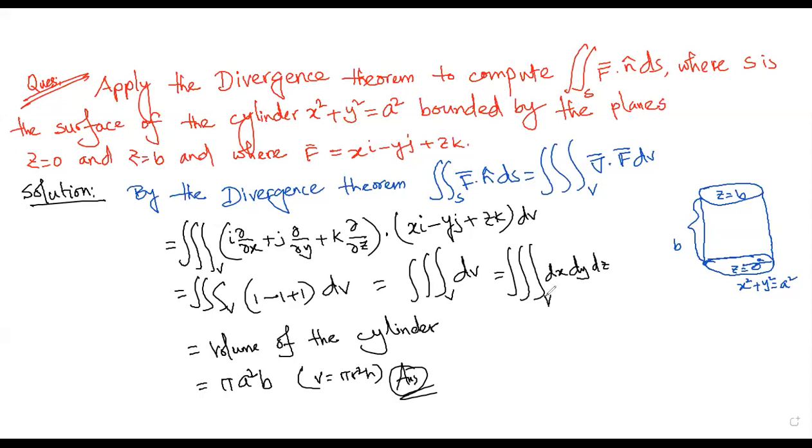So this is just a volume. You know that this is length, width, and height. So length into width into height equals the volume of the given cylinder. So in this case, pi a square b. Okay, this is the solution.